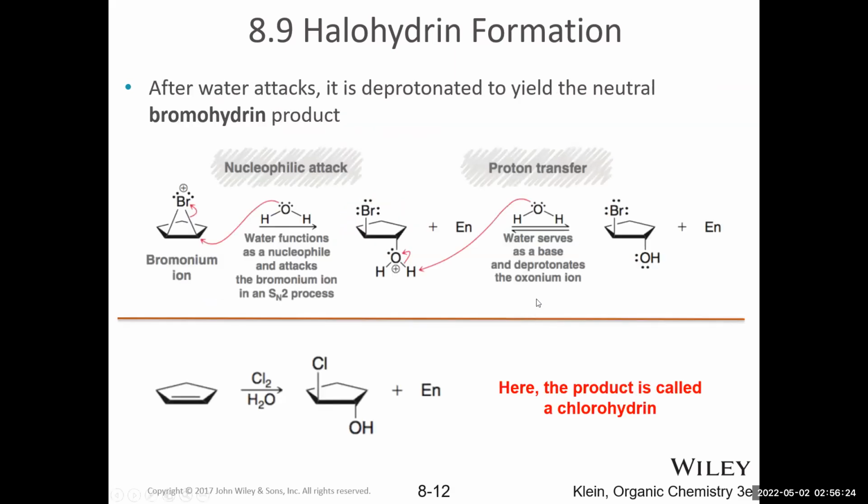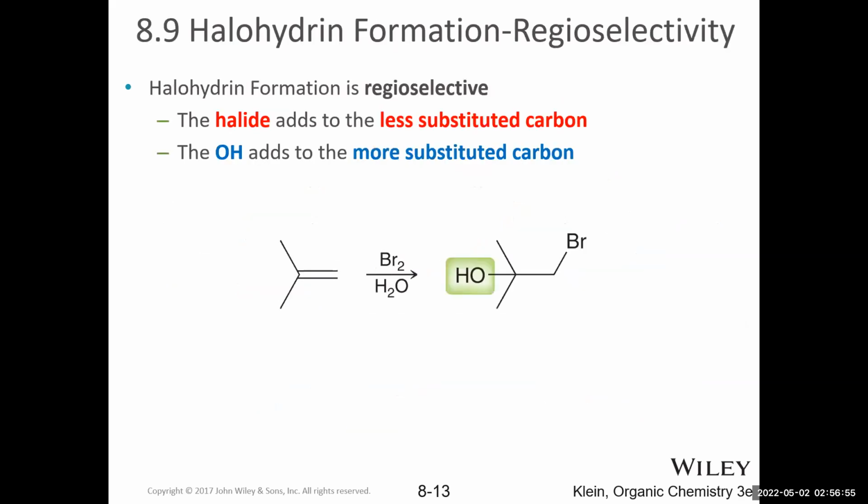But when water does the nucleophilic attack, it forms an oxonium ion, which is charged. In order to have a stable enough product to isolate, it needs to be neutral. So we'll draw in another water molecule that can act as a base to deprotonate it to get the final product, which is the anti-halohydrin. Remember that we can do halogenation with bromine or chlorine. So we can form a bromohydrin or a chlorohydrin in this process.